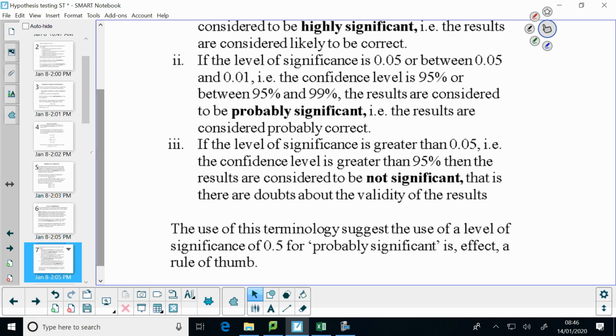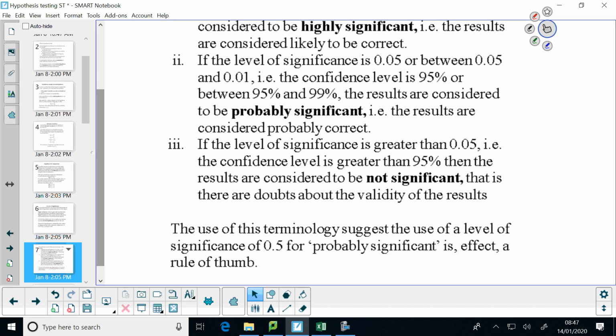The use of this terminology suggests that the use of a level of significance of 0.05 for probably significant is, in effect, a rule of thumb. And that's why we're going to be looking at problems generally where we're using a level of significance of 0.05. All right.